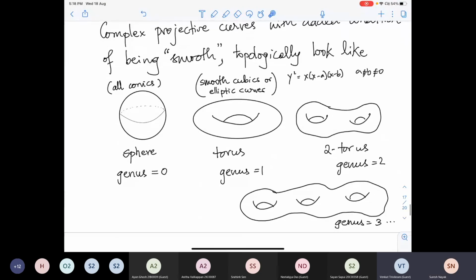Yeah, that is your genus here. So genus greater than or equal to 2 was here.